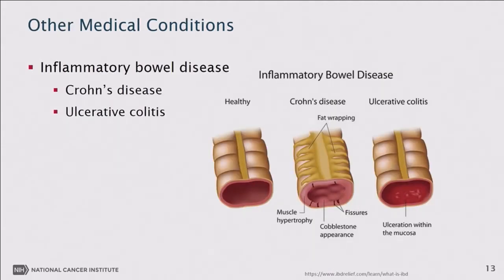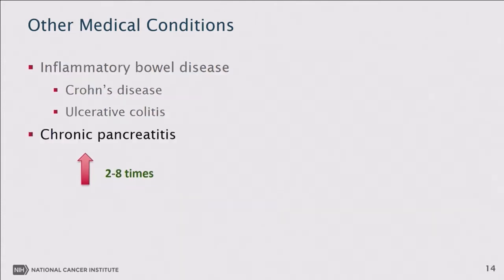Other medical conditions that are associated with increased risk include inflammatory bowel disease. And inflammatory bowel disease includes Crohn's disease and ulcerative colitis. And you can see here on the left, this is a normal-looking gut. And what these diseases do is cause inflammation in the gut. So in the middle, you see Crohn's disease, and on the right, ulcerative colitis, and you can see the red and the swollenness and the inflammation that's occurring in the gut. And both of these conditions are associated with about a 2 times or double the risk of cholangiocarcinoma.